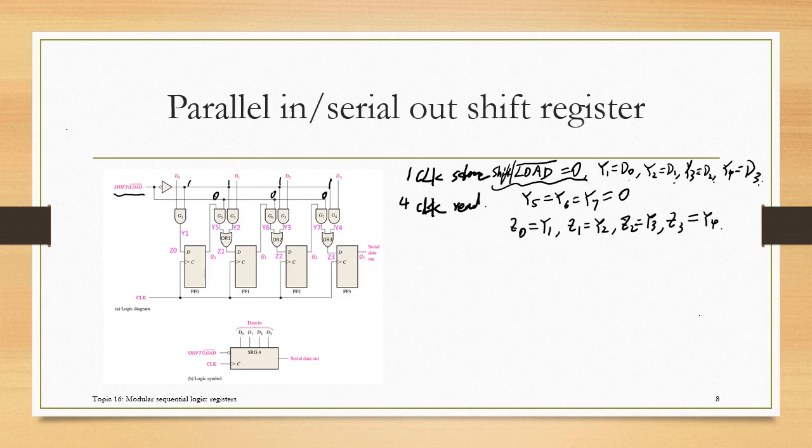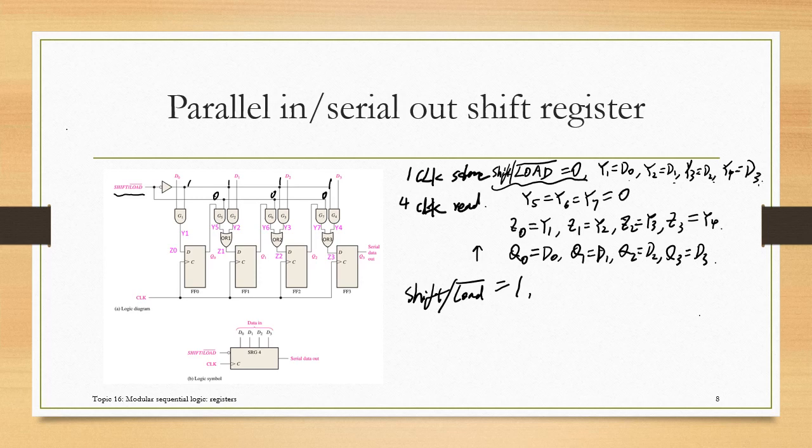Once I give a rising edge here, we'll quickly store the data. So Q0 will equal D0, Q1 equal D1, Q2 equal D2, and Q3 equal D3. So we can store the 4 bits of data at the same time. Now in order to read out the data, we need to shift the data. So this time we need to change this shift/load input to 1.